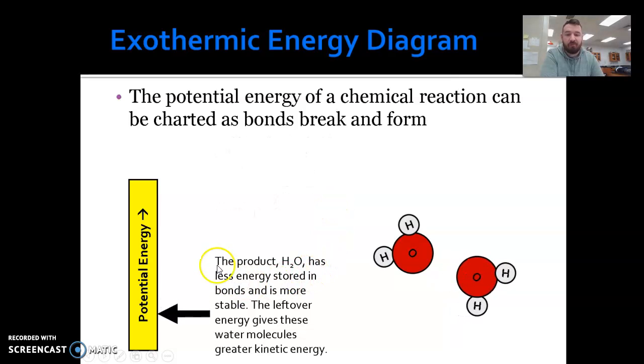And once we have our products, which is water in this case, it has less energy stored in the bonds, and we're more stable. So the leftover energy gives off water molecules and kinetic energy. So we would have had some heat produced in this reaction.